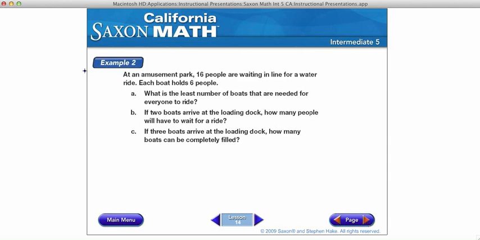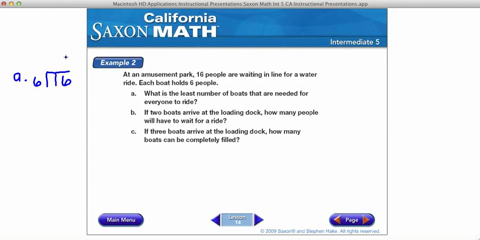Example 2, I have parts A, B, and C. So we need to make sure we solve all 3. So example 2, at an amusement park, 16 people are waiting in line for a water ride. Each boat holds 6 people. So what is the least number of boats that are needed for everyone to ride? So A, I have 16 people divided by 6 people per boat.